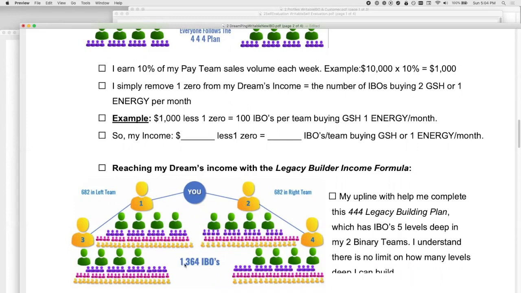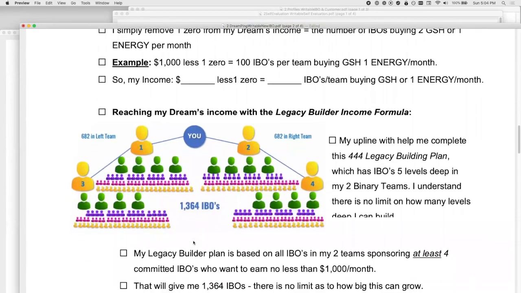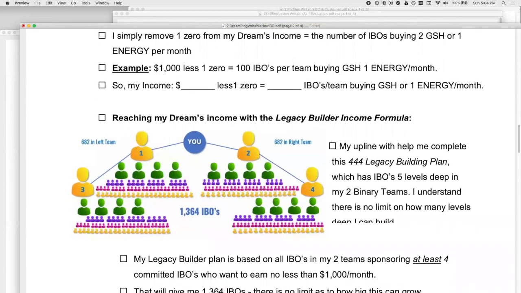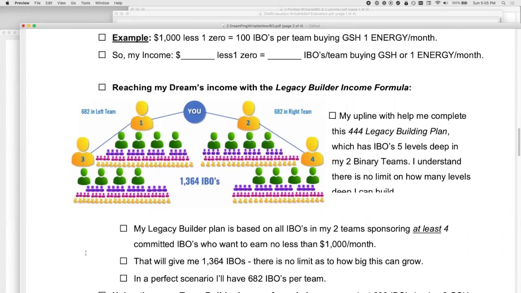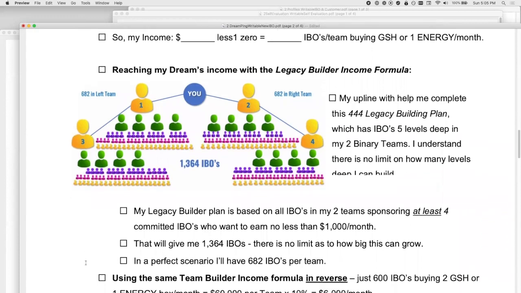Now that equals 1,364 IBOs. That's in a perfect world. That'll take some time, but it can be done. So your legacy builder plan is based on all these IBOs in both teams, right and left, sponsoring at least 4 committed IBOs who want to earn no less than $1,000 per month. So that's everybody you see here earning $1,000 per month. That will give you 1,364 IBOs. There's no limit to how big that can grow. In a perfect scenario, it's 682 per team.